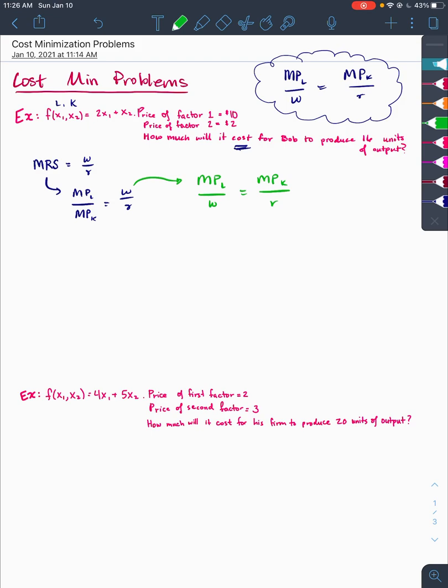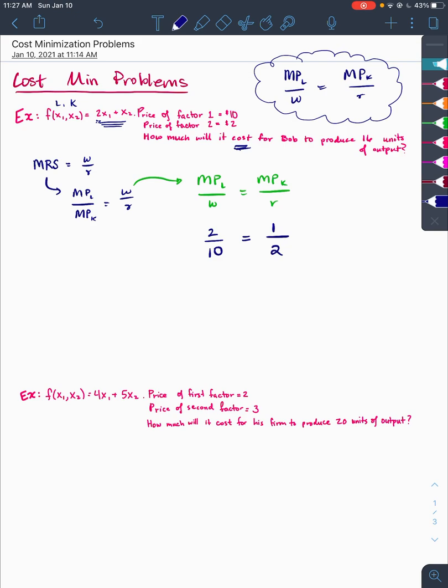We want to see that how much utility I get for the price of labor has to match how much utility I get for the price of capital. Knowing this, we can start this problem off. What's the partial derivative with respect to labor? Looking at this equation, the partial derivative of 2x1 plus x2 with respect to x1 is just 2. And our labor price is factor 1, because the 2x1 corresponds to this price, so that is just $10. Then the partial derivative with respect to k, which is x2, is just 1, because that's the coefficient, and r is our $2.